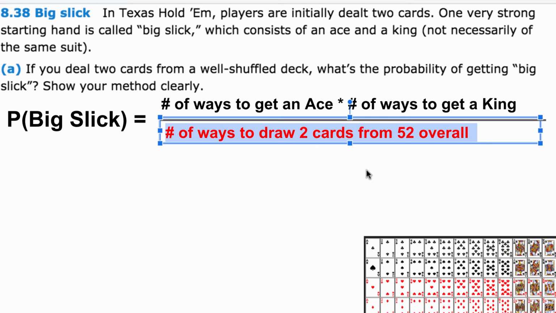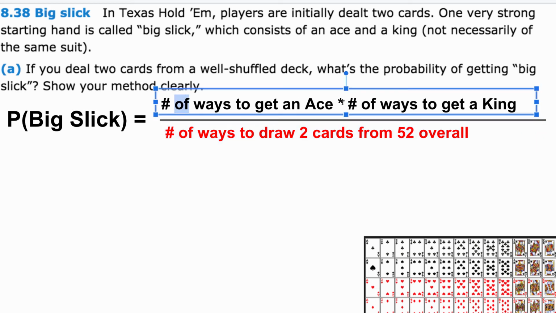Again, with cards, order does not matter, right? If you get ace of clubs and 2 of clubs, that's the same as getting 2 of clubs, ace of clubs, right? 7 and king is the same as king and 7. So think about, do we use permutations or combinations? And then on top, in the numerator, what are the number of ways to draw an ace? What are the number of ways to draw a king? And we're going to multiply those together.